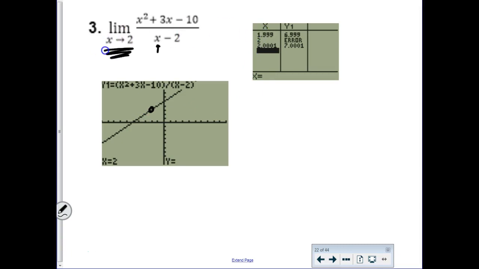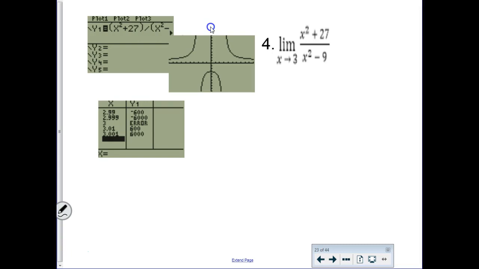Now notice it's the full limit as x approaches 2. So I'm looking at both the left and the right side. The good news is they're approaching the same value. What value is it approaching? 7. Very good. So notice the difference in the notation there. I'll put equals 7. There's not an approaching arrow. That's the big difference. Okay. If it's an infinite one, just put an approaching. Be okay with that today.